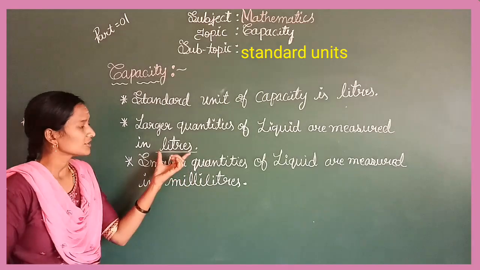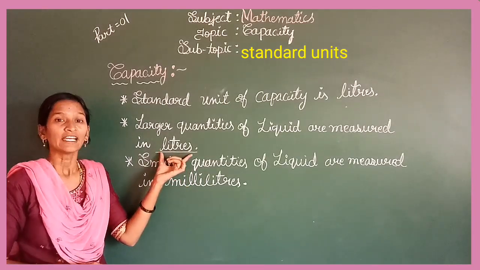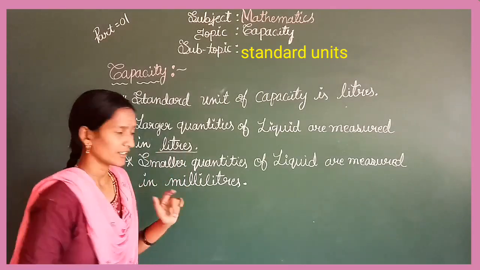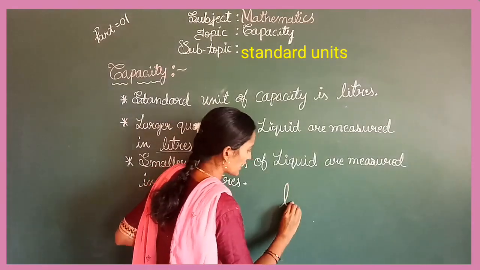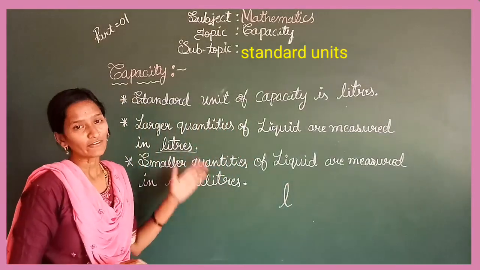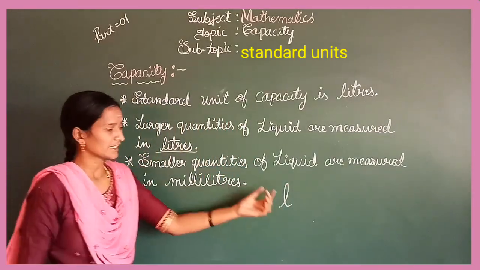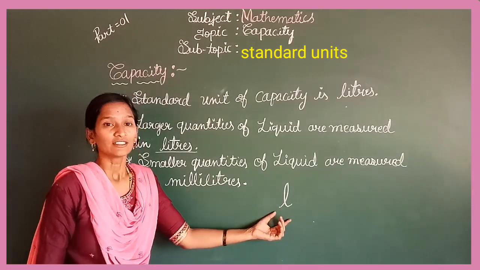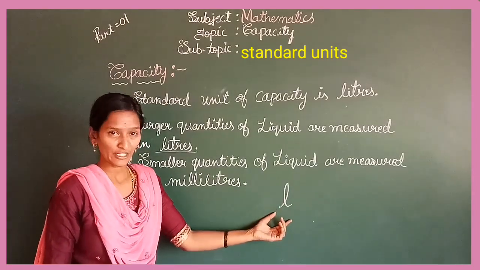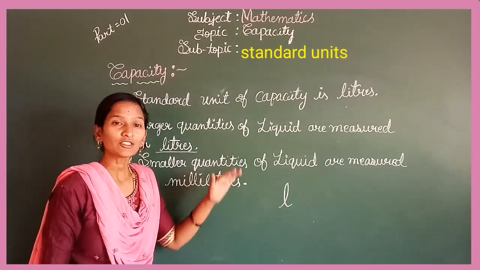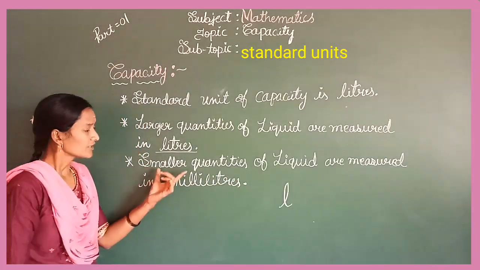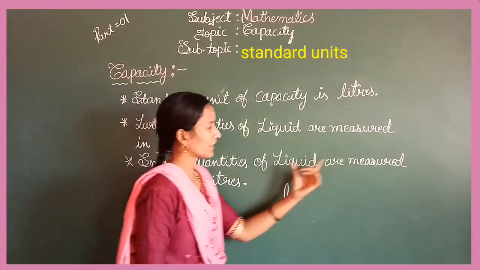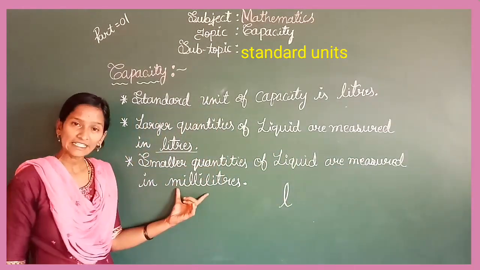So students, the short form of liters is a small l. This small l is the short form of liters. So these liters are used to measure the larger quantities of liquid, right? Now come to the smaller quantities. Look here, the smaller quantities of liquids are measured in milliliters.